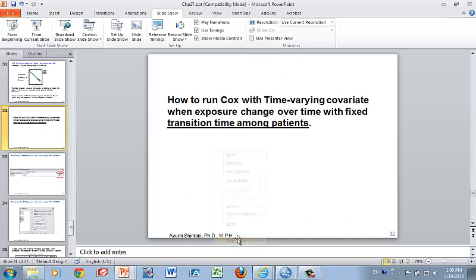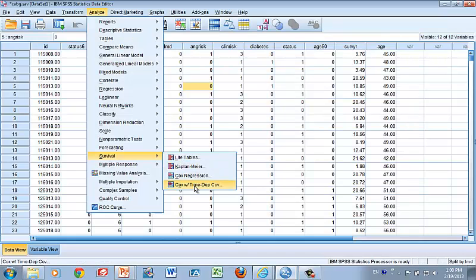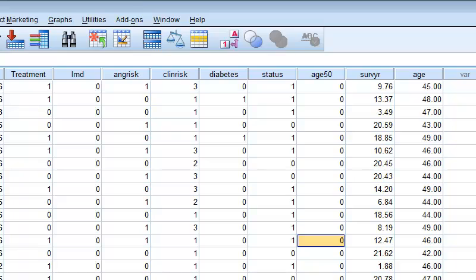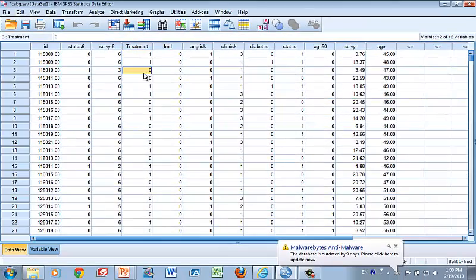In SPSS, there is a Cox with time-dependent covariate. This is different from the regular Cox regression, and today we are going to use this option. The data we have today is CABG, and we look at 22 years of survival. This is a time to death variable, survey year, and status indicates 1 for death and 0 for being alive. Treatment indicates 1 for CABG and 0 for medically treated patients.